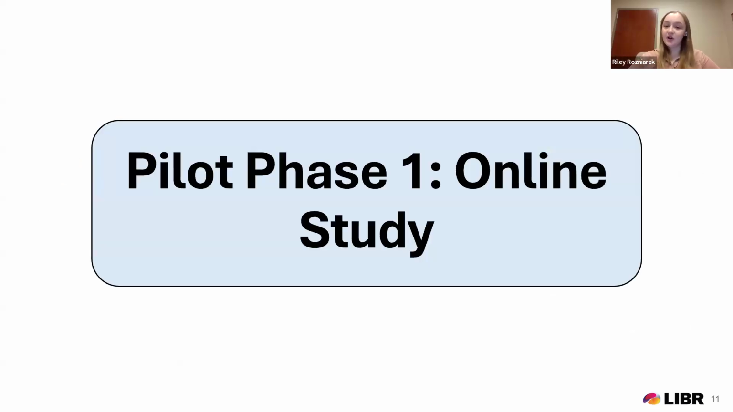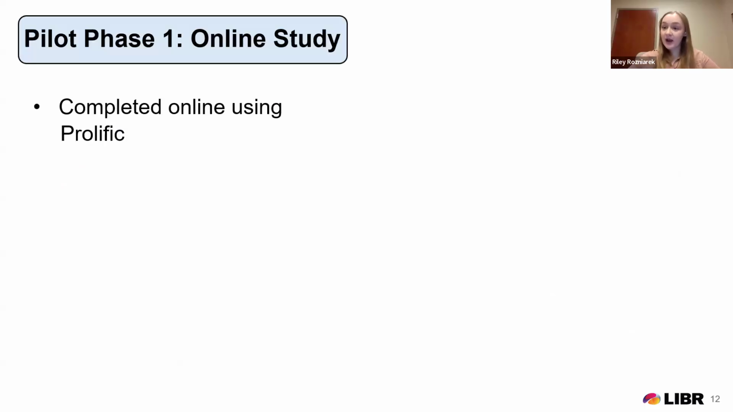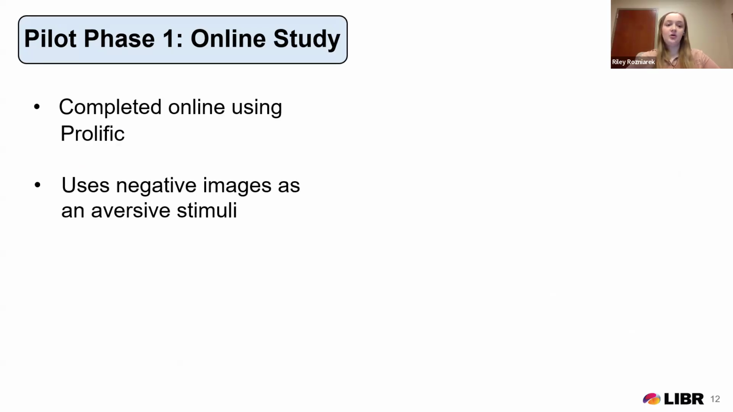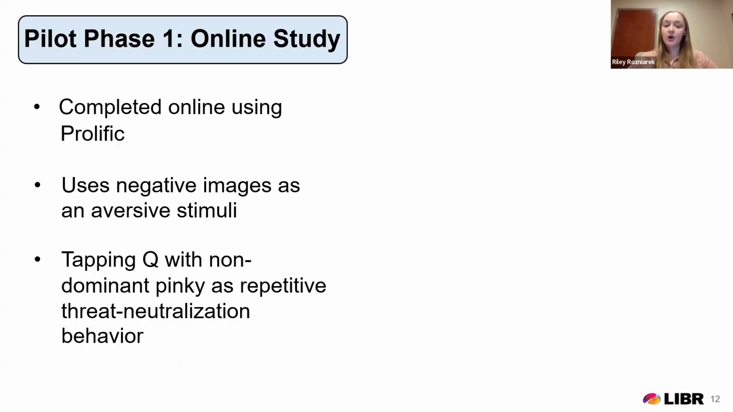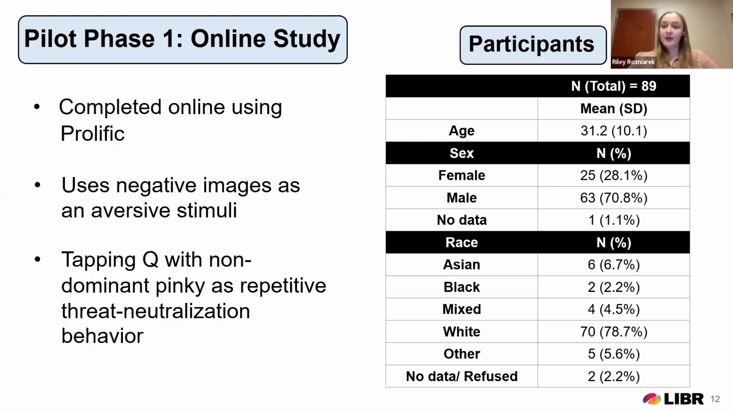Taking a look at some of our results, starting with our online pilots, this used the Prolific platform for recruitment. We used negative images as the aversive outcome or aversive stimuli. And then participants tapped Q on their keyboard with their non-dominant pinky as that repetitive threat neutralization behavior. For this study, we had 89 participants complete, and we had about 71% that were male. The mean age was about 31, and then race demographics are shown on the screen.